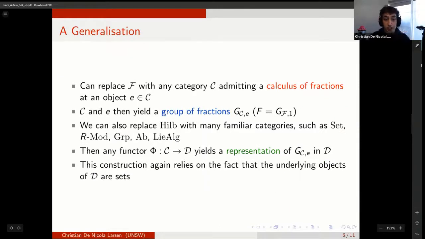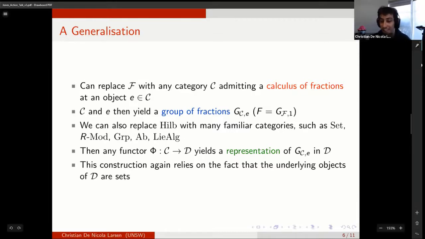So Jones actually noticed that you can replace the category of binary forests with any category C admitting what's called a calculus of fractions at a certain object. And this category and this object then give you a group of fractions, much like we just saw. In fact, our group F that we saw is what you get in the case where your category C is the category of binary forests and your object is 1. You also notice that you can replace a category of Hilbert spaces with many familiar categories.